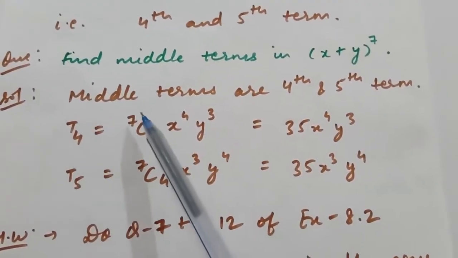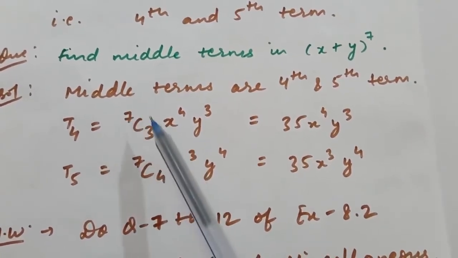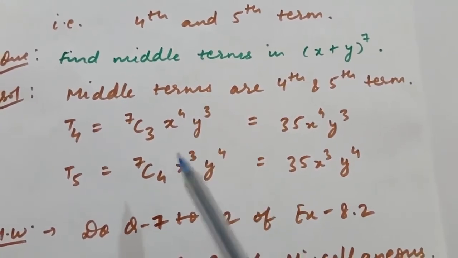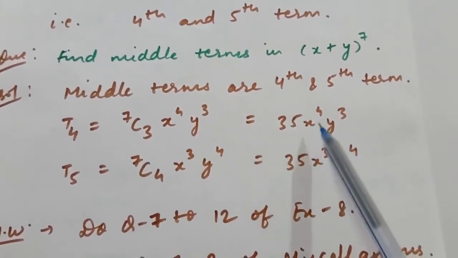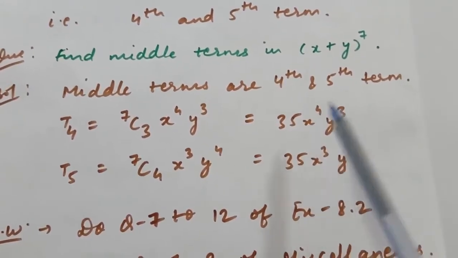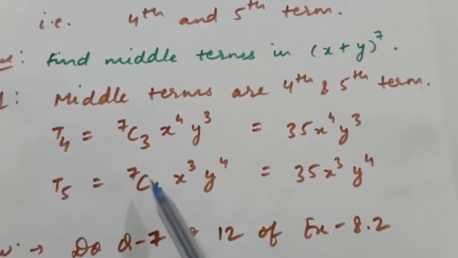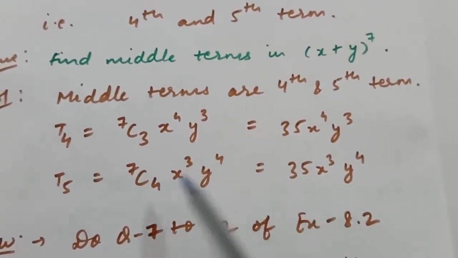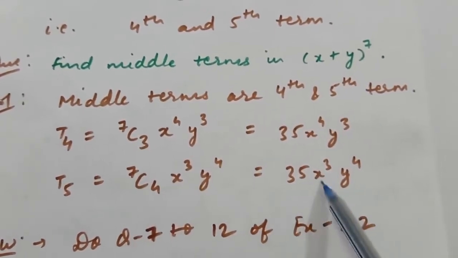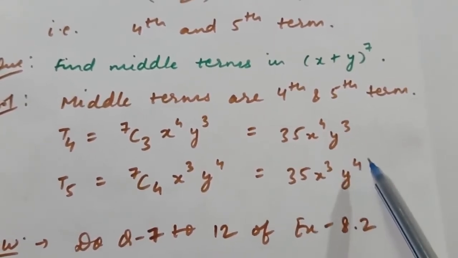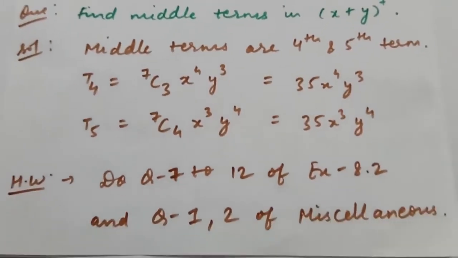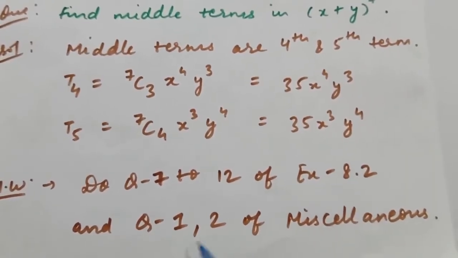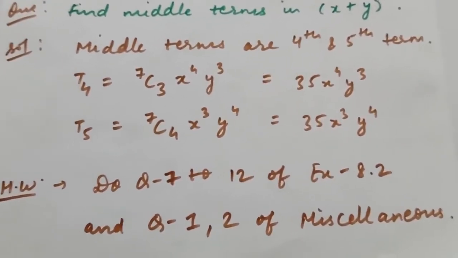4th term will be 7C3 x raised to the power 7 minus 3, which is 4, into y raised to the power 3. And this will be 35 x raised to the power 4 y cube. And the 5th term will be 7C4 into x cube y raised to the power 4. 7C4 is also 35, into x cube into y raised to the power 4. So today's homework is to do questions 7 to 12 of exercise 8.2 and questions 1 and 2 of miscellaneous.